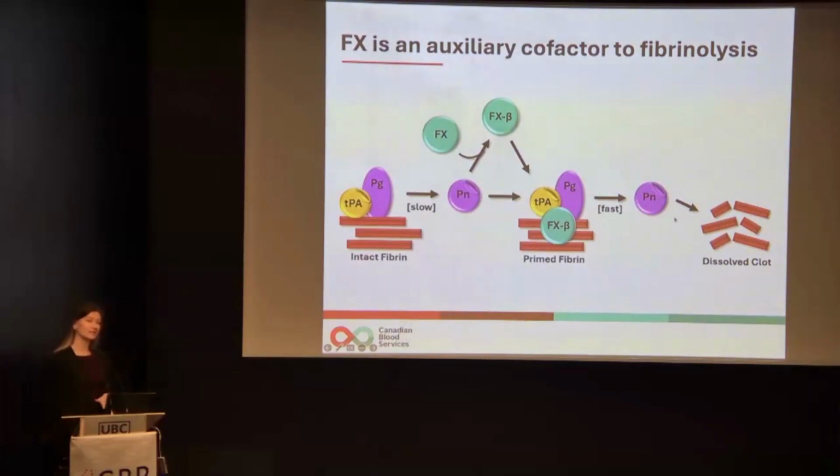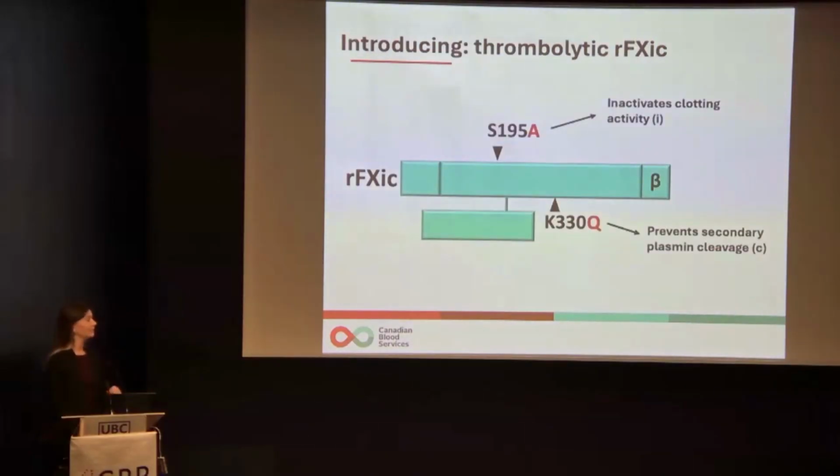And so for this reason, you can imagine giving a patient more TPA generates more plasmin and breaks down the clot. And we are going to take advantage of factor 10 to hopefully reduce or completely replace the TPA dose required. We have generated something we like to call RFXIC. This is little r stands for recombinant or lab made, and little I and C stand for the two mutations that we've made to our factor 10.